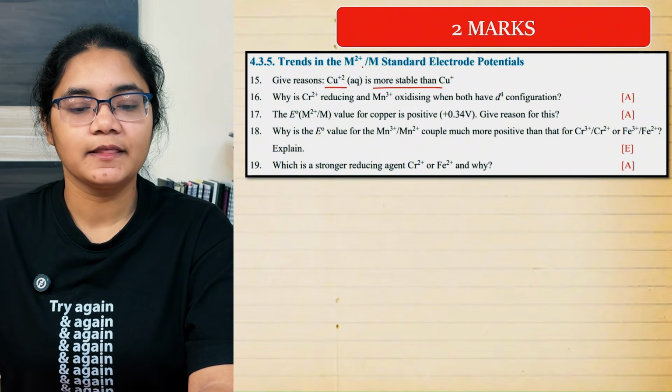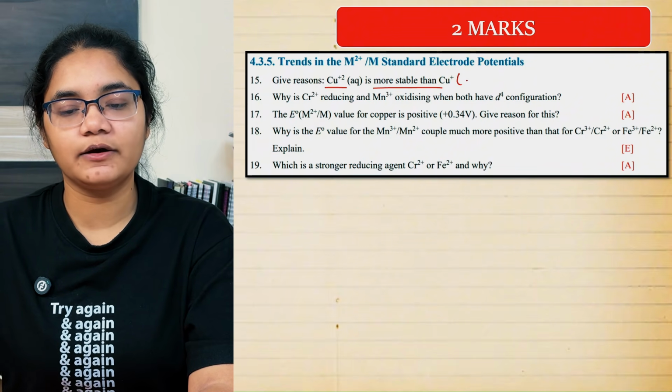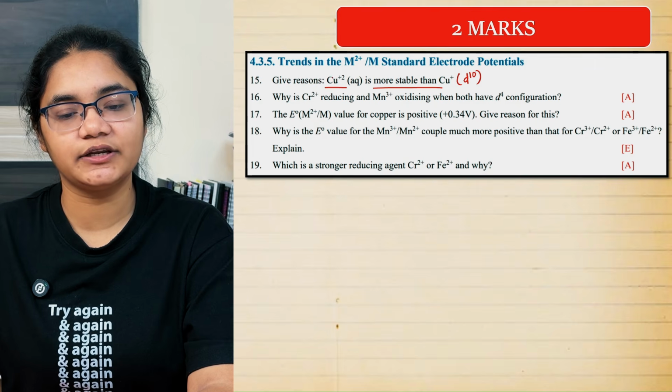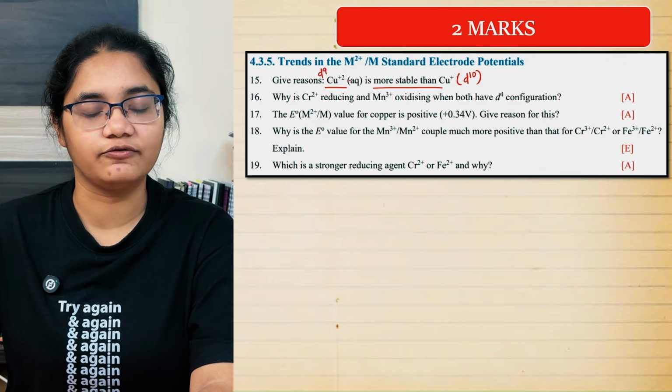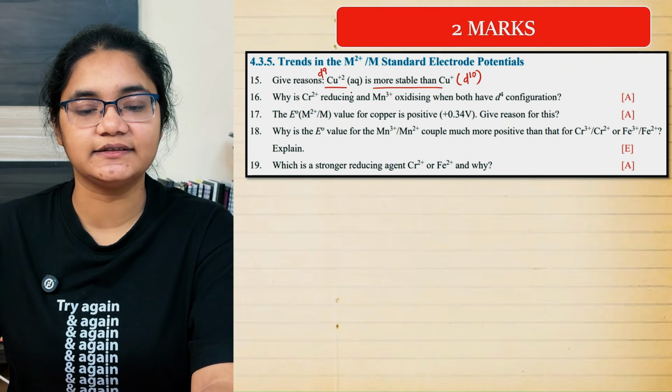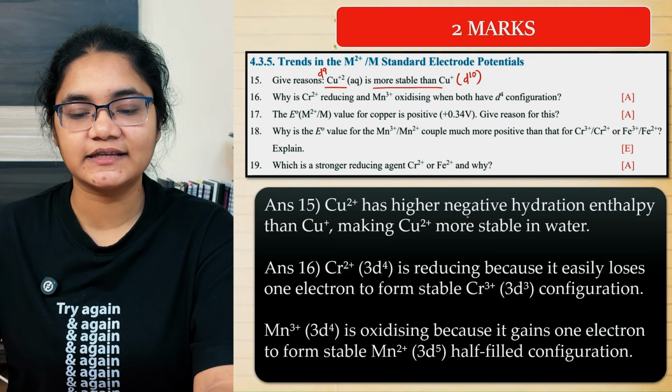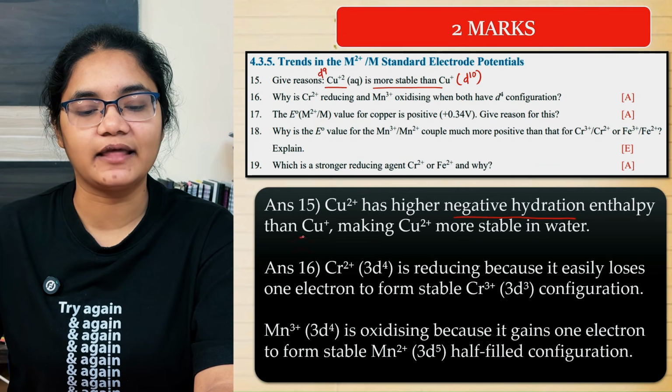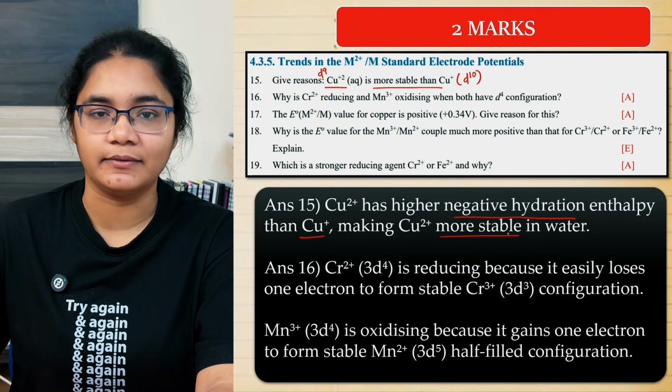Now generally, Cu+ has d10 configuration and Cu2+ has d9 configuration. But in the aqueous state, Cu2+ is more stable. So what is the reason here? Cu2+ has higher negative hydration enthalpy than Cu+, making it more stable in water.